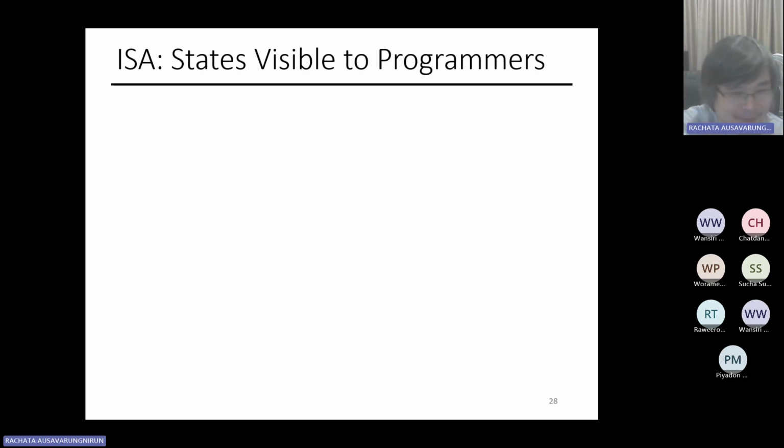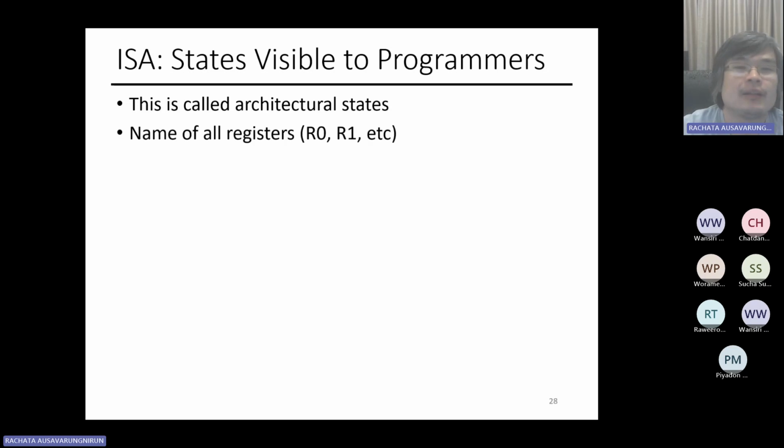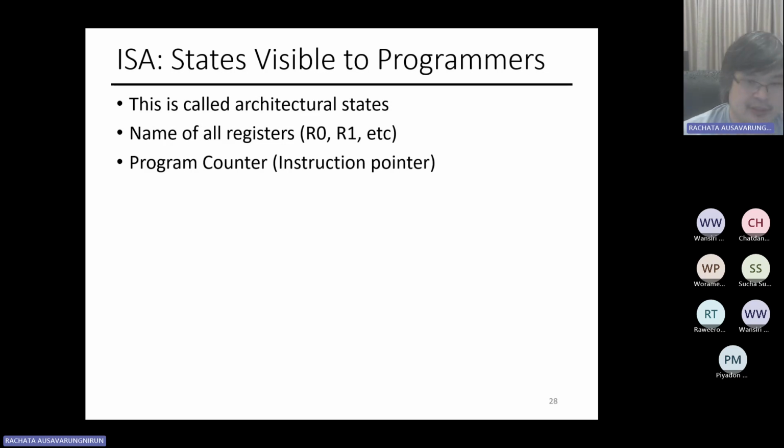I can write a program in assembly language using the ISA specification, and the computer will run, right? Sometimes states inside the ISA, for example, things like what is in a register, are called architectural states. What are examples of these? They can be the name of the register, like R0, R1. In x86, it can be EAX, EBX, ECX, EDX. The program counter, or sometimes we call this the instruction pointer.